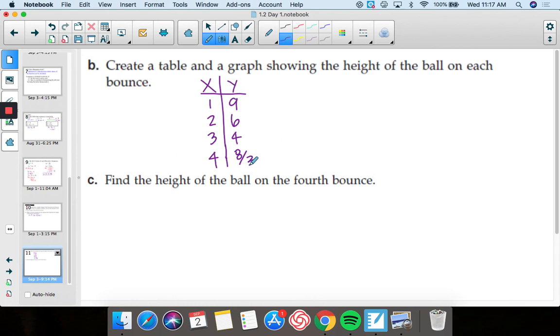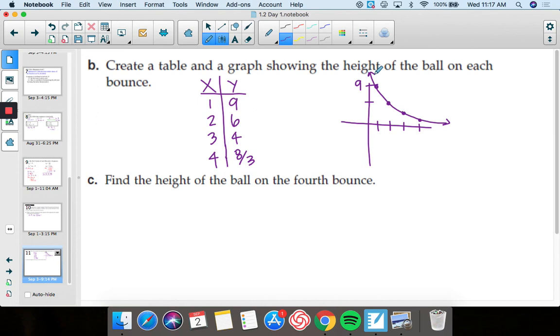Graphing this, we know that this is going to be exponential, so when you graph it, make sure that it is, otherwise you did something wrong. But we're going on our first term up to 9, our second term down to 6, third term down to 4, and our fourth term down to 8/3. We can see it's very slowly going to be approaching 0 there.